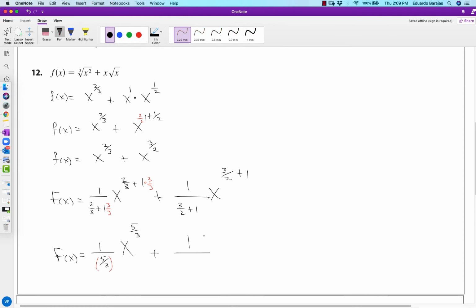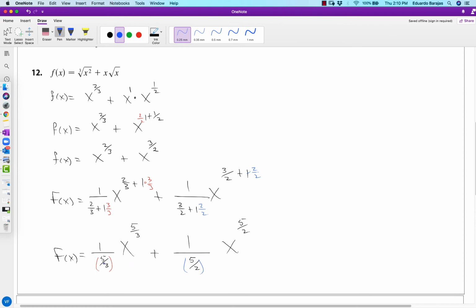1 over something. Again, we need a common denominator. Let's make it a 2/2. 2/2 there, and then 2/2 there. So that'll be 5/2. 5 divided by 2, x to the power of 5 divided by 2. Again, this is in the denominator.